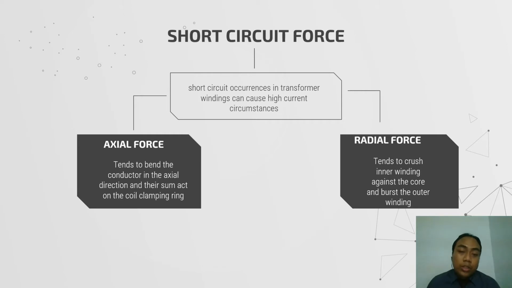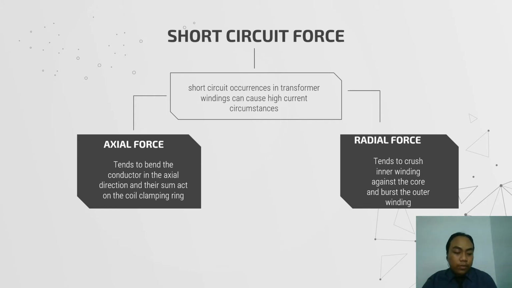The short circuit force occurrence in transformer winding can cause a high current circumstance. Because of this force in the winding, it will lead to failure through mechanical damage, and then the electromagnetic force can cause the interaction of the winding current and magnetic flux to fail.